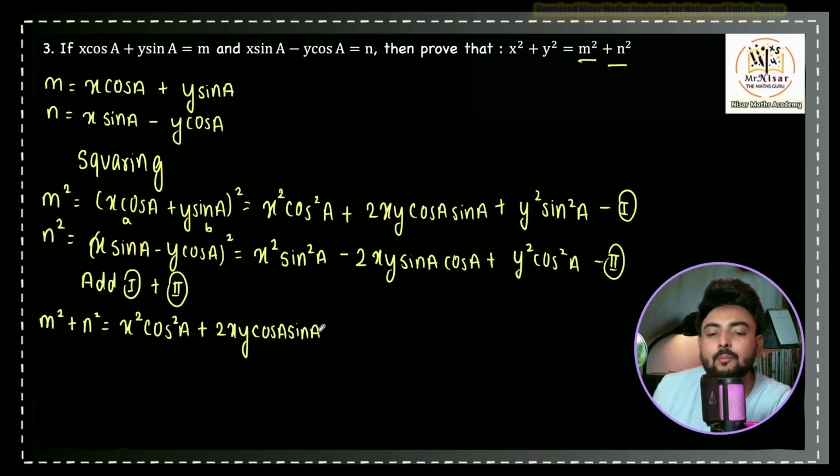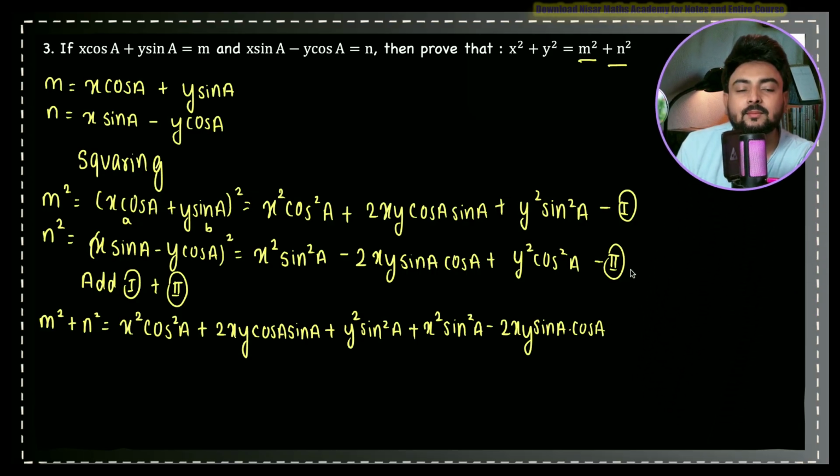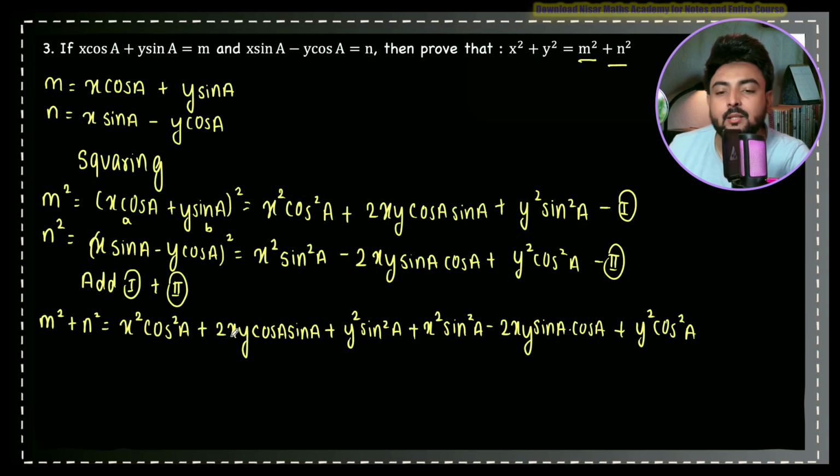I'm just writing the value of m square, plus y square sin square A. I have written the value of m square. Then I'll write the value of n square, plus x square sin square A minus 2xy sin A cos A, plus y square cos square A. Now see, children, here it is plus 2xy cos A sin A, and it is minus 2xy sin A cos A. So both of these will get cancelled. What is remaining now?